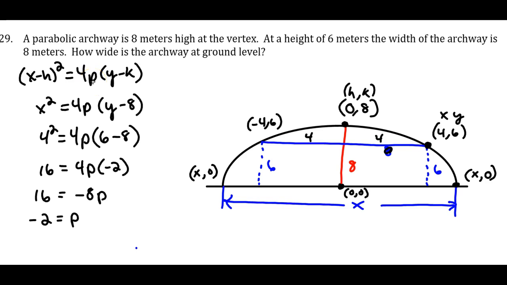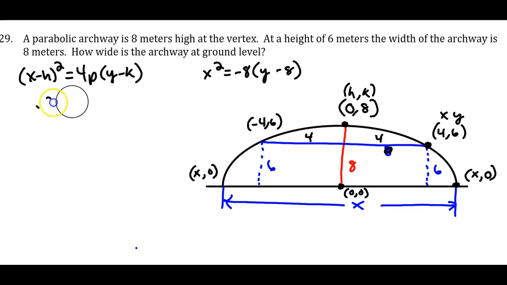That gives me the p-value, and that tells me that my standard equation here is going to become x squared equals 4 times negative 2, which is negative 8, times (y minus my k value). I know the k value, it's 8, right? So here, let me erase that. I can put minus 8 in right there. And now I can solve this thing for x by substituting in 0 for my y. So let's erase some of this stuff over here on the left now. And so if I put 0 in for y, I can figure out what x is equal to.